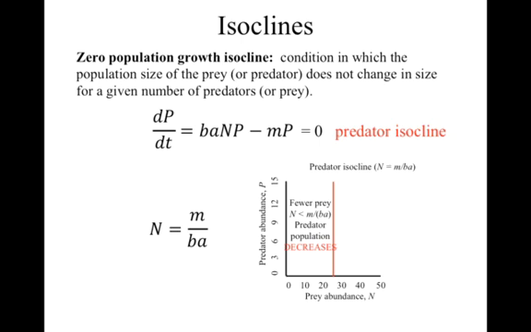When we have fewer prey than we need to exactly match the predator death rate, then the predator just can't breed fast enough to keep up with its natural death rate, and so the predator population goes down.